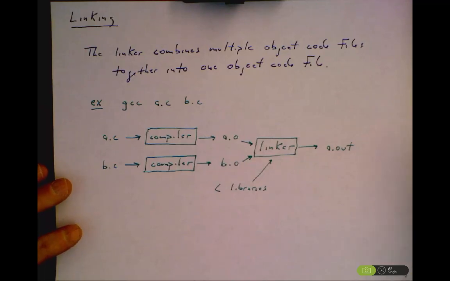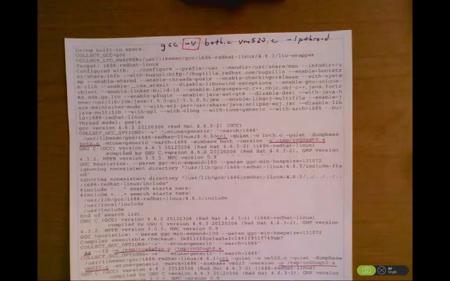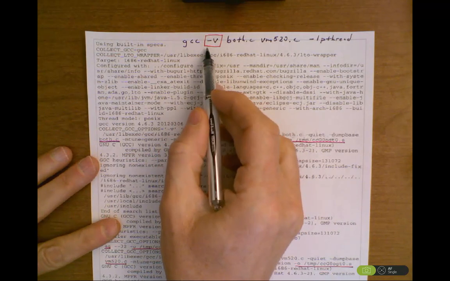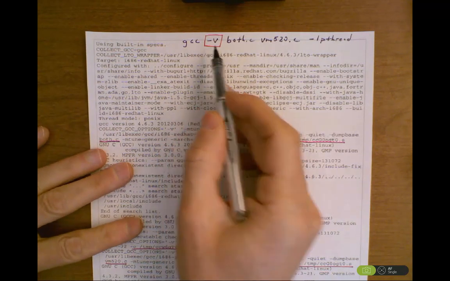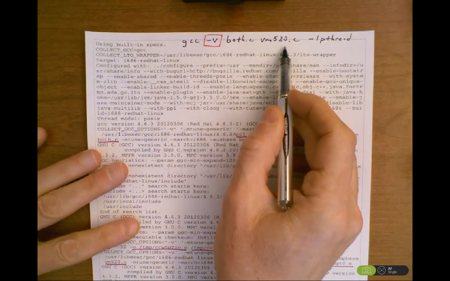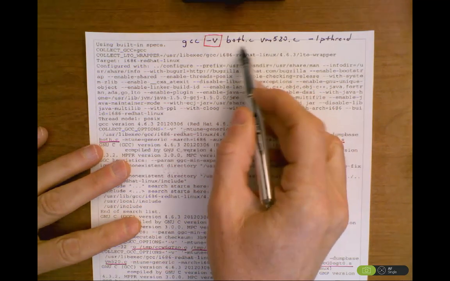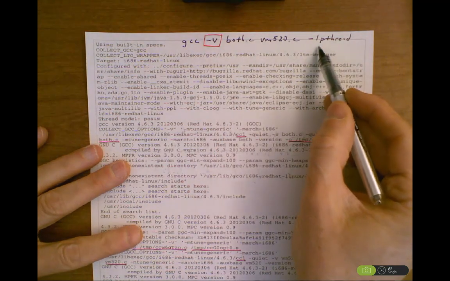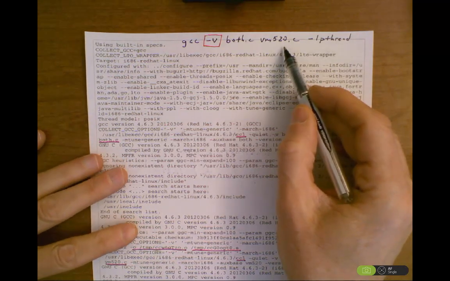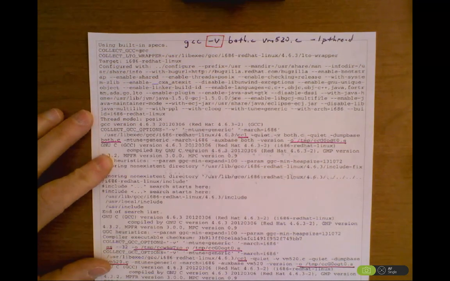And just to show you how much stuff is going on under the hood when you run GCC, here's a display of me running GCC with a verbose flag, -v, on two C files. In this case it's a program to emulate the VM520 machine and a test file, and I'm linking with the pthread libraries because I am using threads to implement the various processors of the VM. And here's what comes spewing out if you do that. I've tried to highlight in red the relevant things.